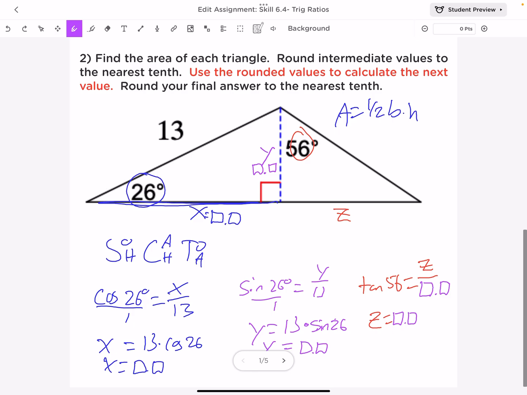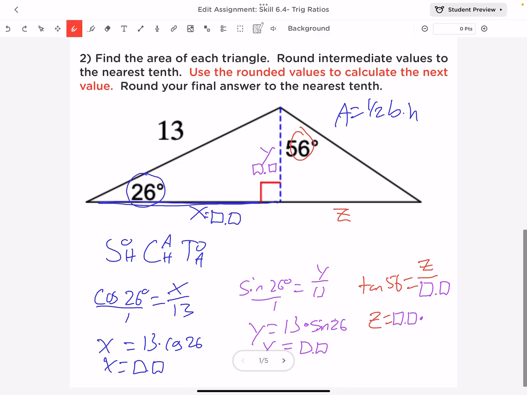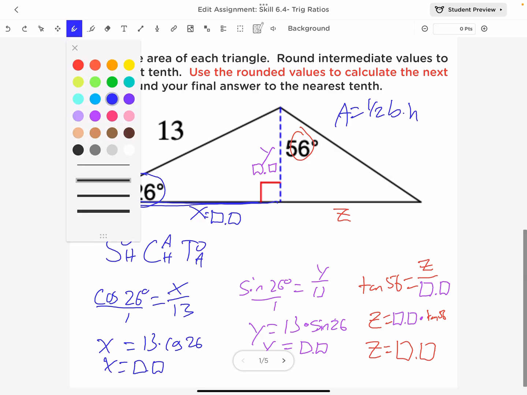Oh, wait, I don't actually need to do this. I can actually give you the values. It's like a hint. Anyways, I'll fill that in at the end, times tangent of 56. And then that should give you also a value like this. So let's actually fill in those values real quick.